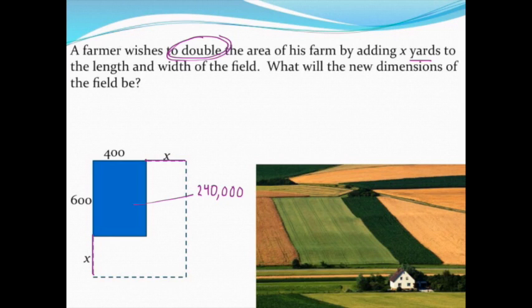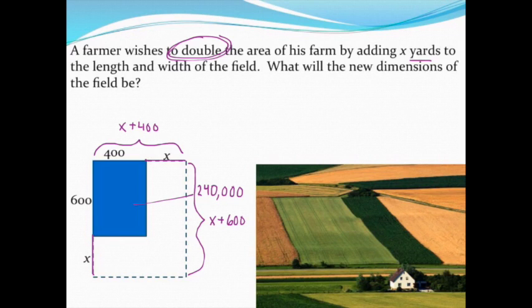Our new rectangle, though, is not 400 by 600. Our new rectangle is that long. So it's 400, we're adding x onto it. So I can express the new length as x plus 400, or 400 plus x. Same idea with the width of the rectangle. It was 600, but I want to add x yards onto it. So my new rectangle, the width, is going to be x plus 600.